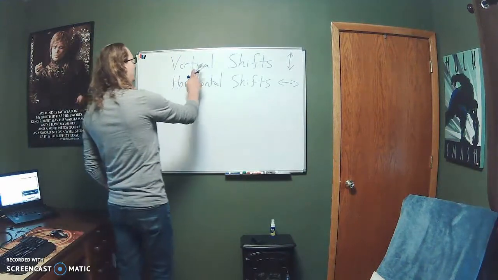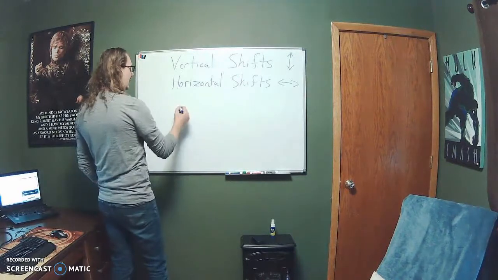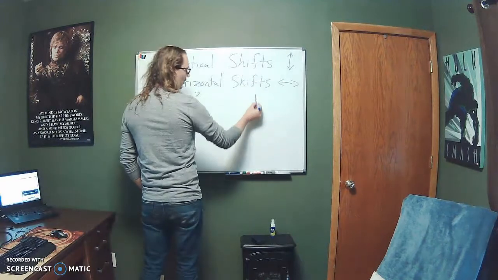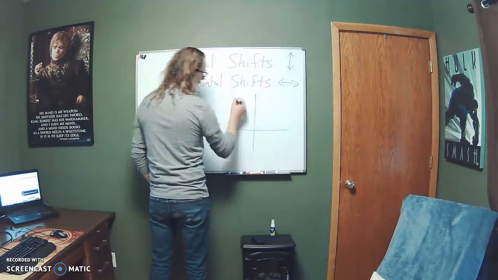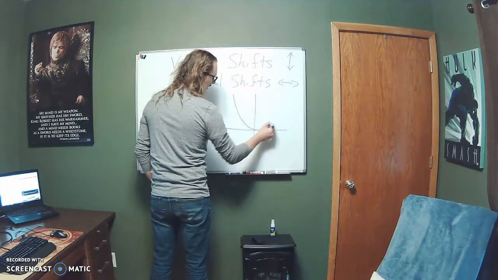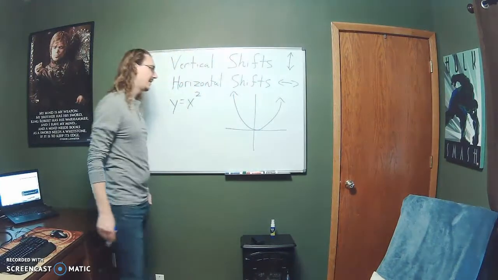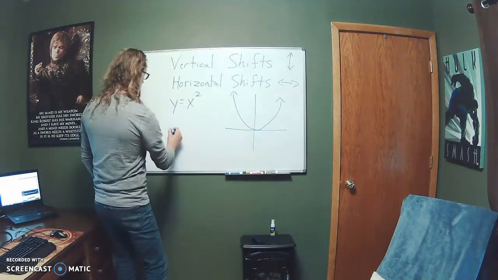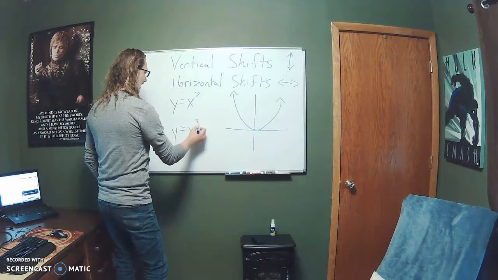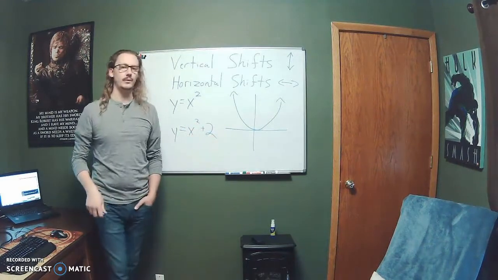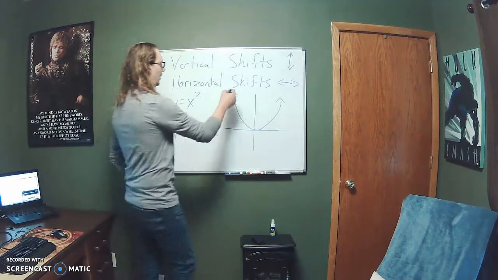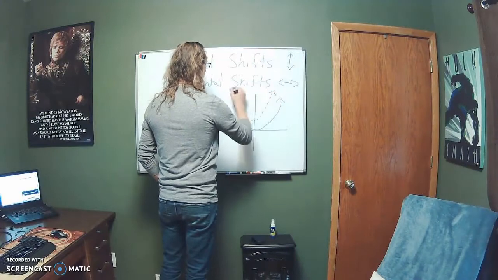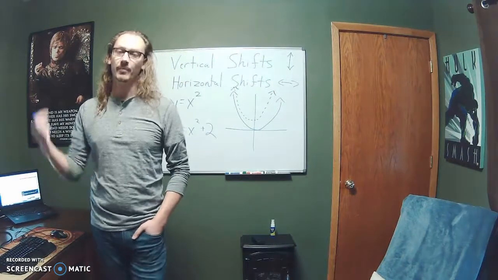Okay, so we're going to talk about vertical shifts first, because vertical shifts are the easiest. If we have y equals x squared, which is going to look like this, about like that, and I want to move it up 2, we are going to add 2 to it. And that's all you really have to do. Okay. So now it would be just a little bit higher. That's not a great drawing, but that's all you have to do.